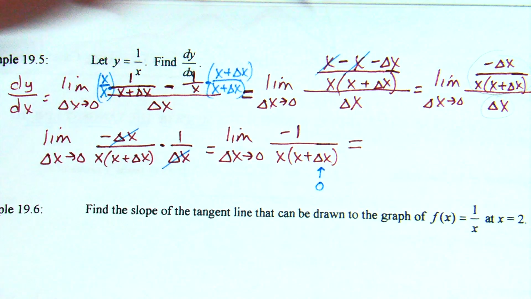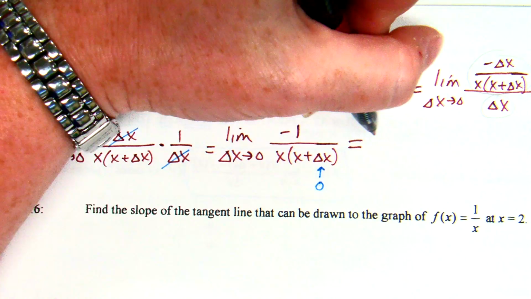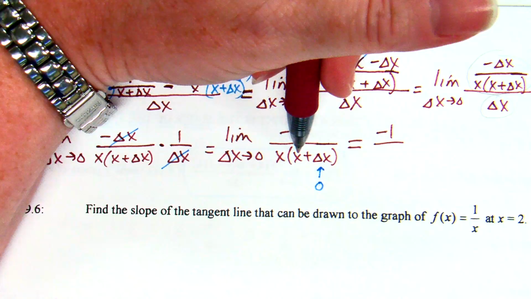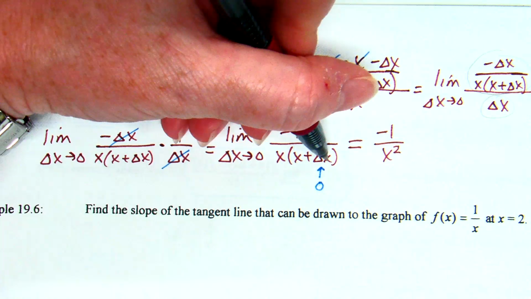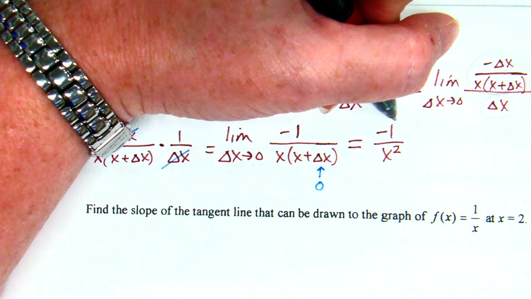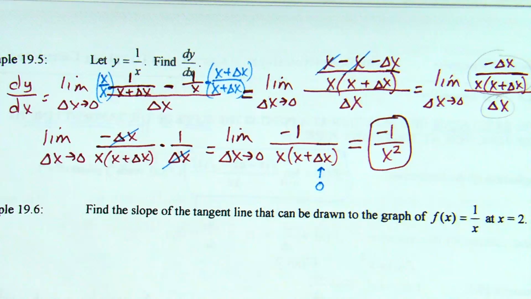So what do I have left? Negative 1 over x times x is still x squared. This delta x is gone, right? Because it's 0, so I just have negative 1 over x squared. Seems simple enough. No sarcasm there, I'm sure.